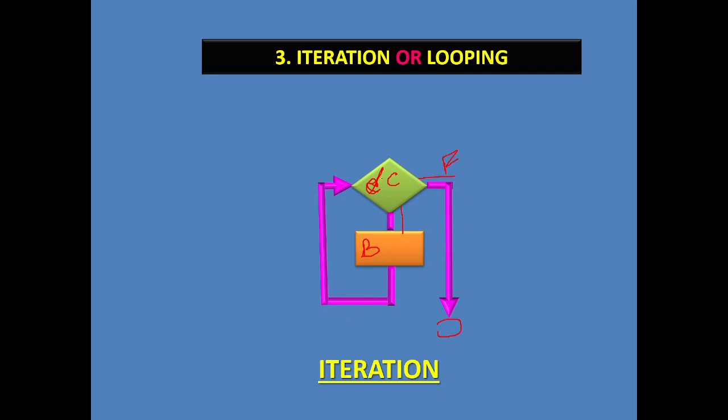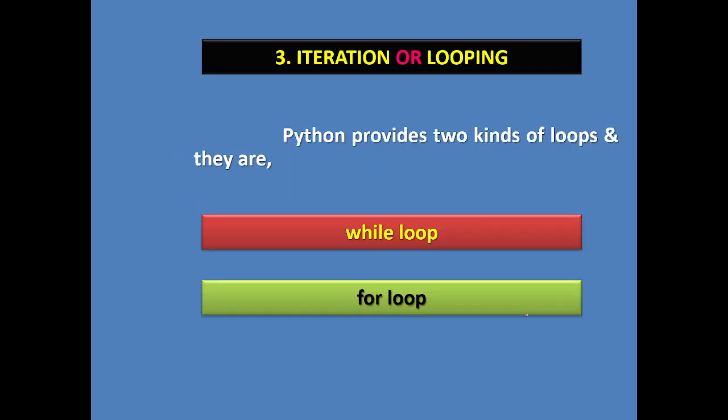So it depends on the condition, whether it is true or false, whether the block of code will run or not inside the loop. So this is all about loops. This is the main concept of loops. Now coming to the kinds of loops in Python. Python provides two kinds of loops, first the while loop and second the for loop. We will learn about these two loops separately.